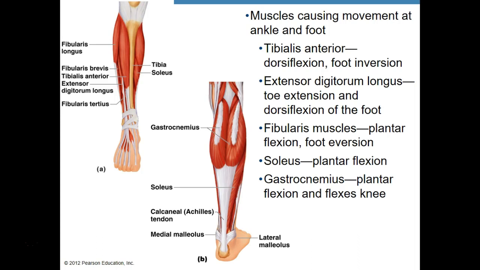The fibularis muscles are for plantar flexion. This is going to help point the toes down, and foot eversion. The soleus is for plantar flexion, pointing the toes down. And the gastrocnemius is also for plantar flexion, but it also works to flex the knees. So here is your gastrocnemius. You've probably heard of them as the calf muscles before.